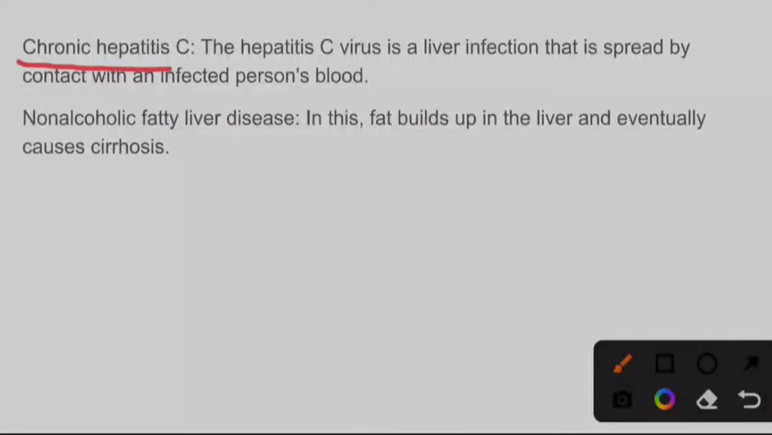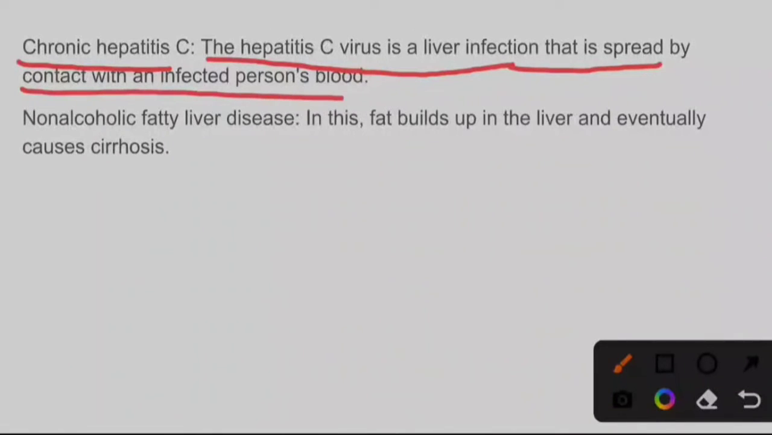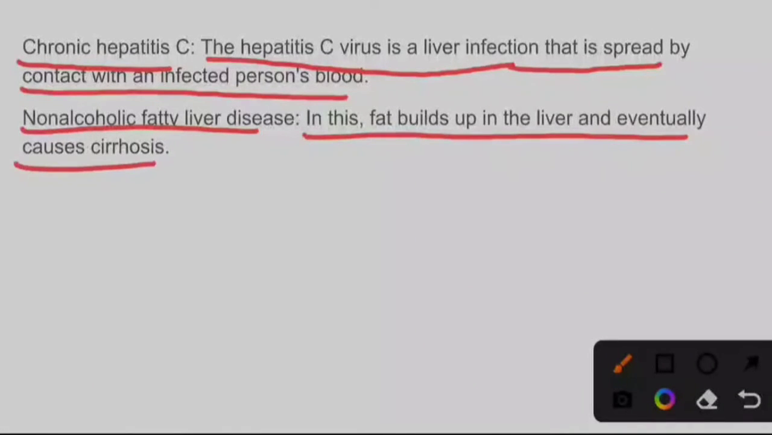Chronic hepatitis C. The hepatitis C virus causes liver inflammation and is spread by contact with an infected person's blood. Non-alcoholic fatty liver disease. In this, fat builds up in the liver and eventually causes cirrhosis. So, in non-alcoholic fatty liver disease, the fat builds up in the liver and eventually causes cirrhosis of the liver.